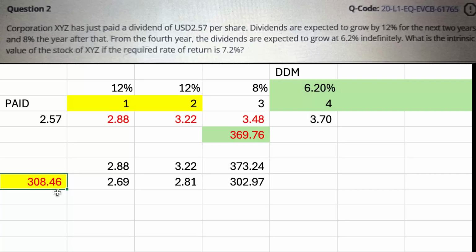You will see that the answer is slightly different from the choices given because of some rounding, because all these numbers here are actually not rounded. But anyway, you will know that the answer is about 308.